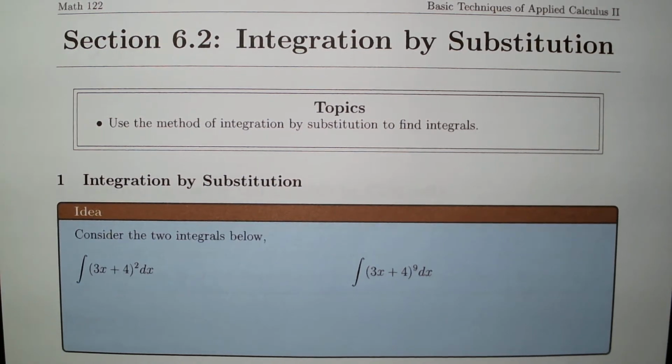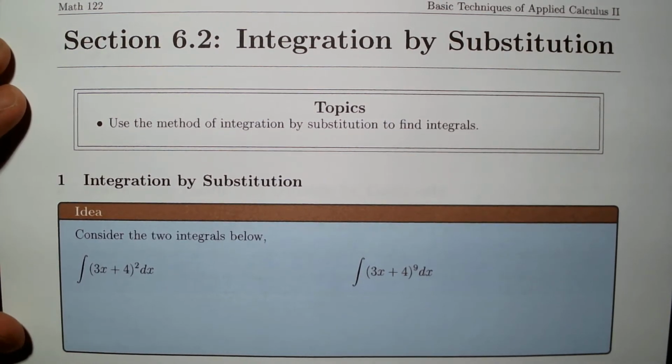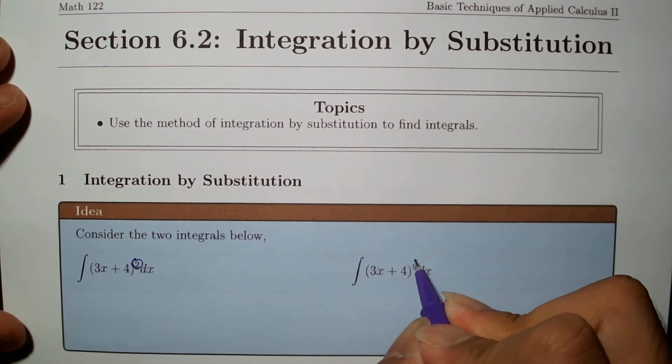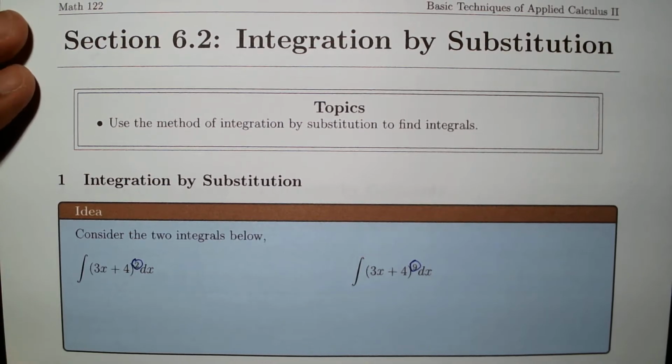Alright, so in this video we go over section 6.2, integration by substitution. Okay, so when do we do substitution? So let's consider these two integrals right here. They look similar, as you can tell. However, their difference right here is the exponent. One has an exponent 2 on the integrand. The other one has an exponent 9 in the integrand.